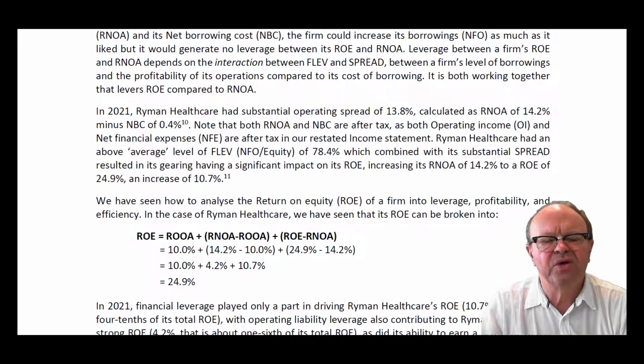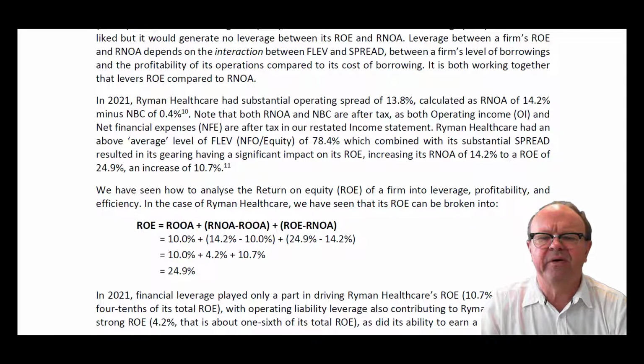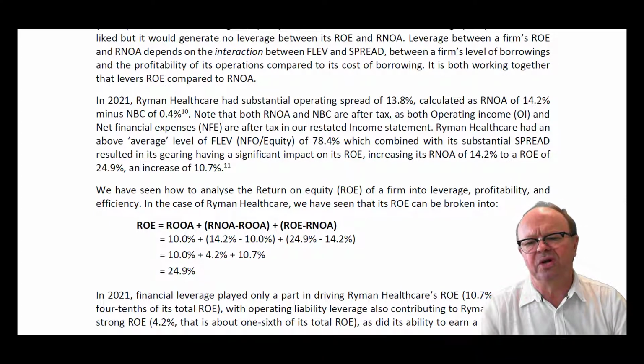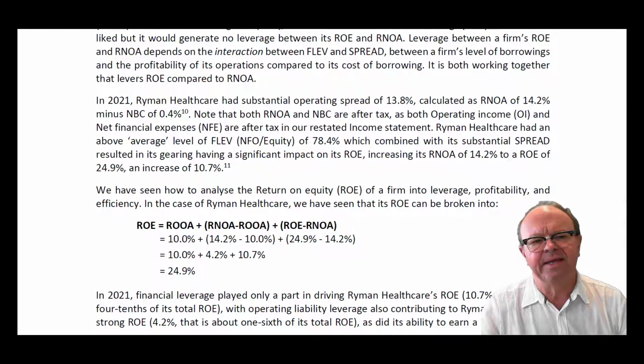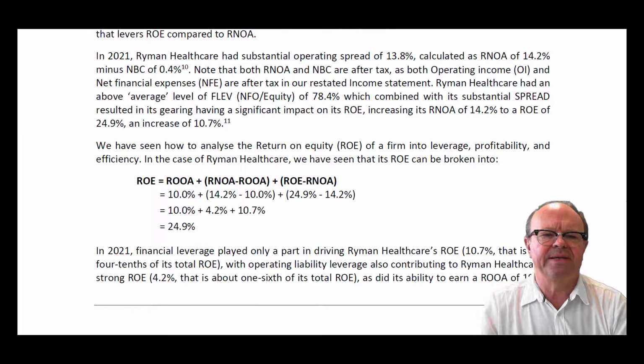Leverage between a firm's return on equity and return on net operating assets depends on the interaction between FLEV, financial leverage, and operating spread. Between a firm's level of borrowings and the profitability of its operations compared to its cost of borrowing. It is both working together that levers return on equity compared to return on net operating assets.